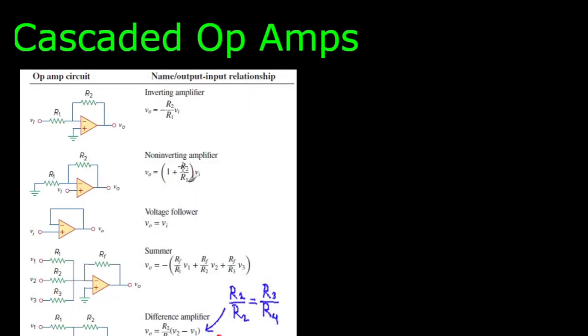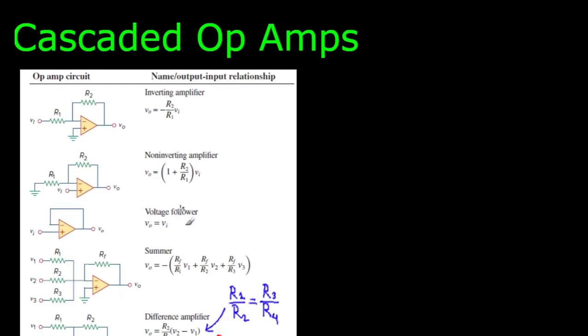All right, so hello everyone. This video is about problems where you have multiple op amps, multiple amplifiers, you could say. And basically, we need to find some sort of current, voltage, output, something like that.